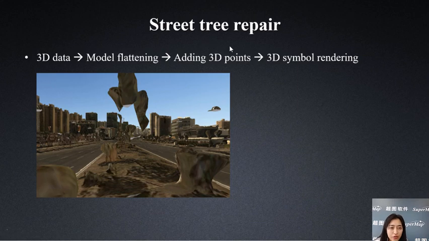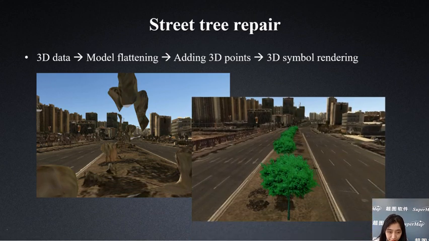It's the straight tree repair. The oblique photography technique is not very effective at modeling small-scale objects that we have introduced, such as cars, street lamps and street trees. These objects often show broken, suspended, and protruding phenomena in the oblique model.